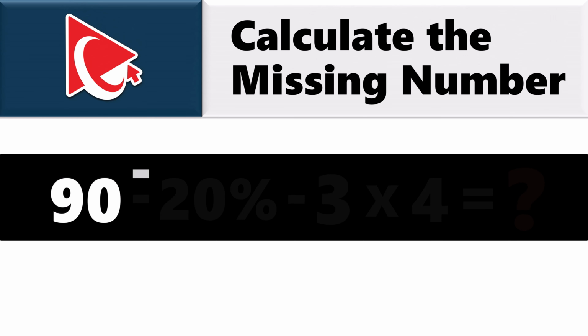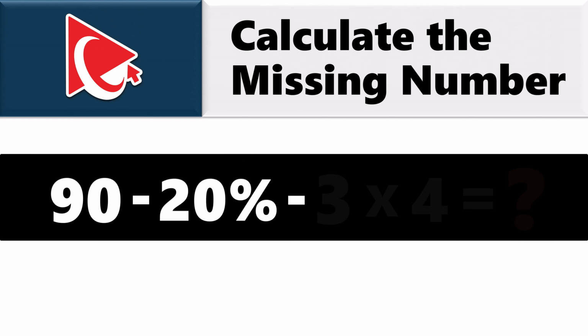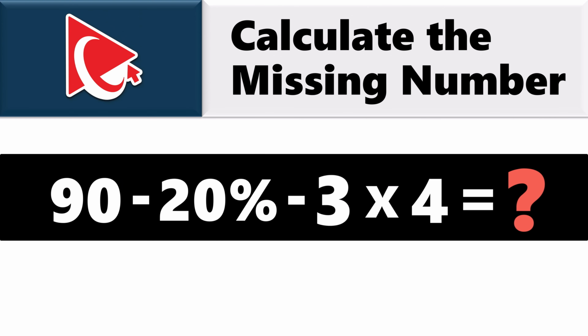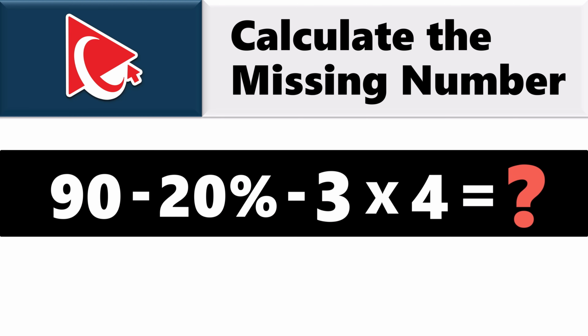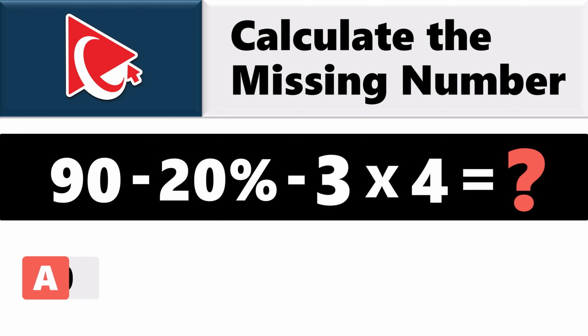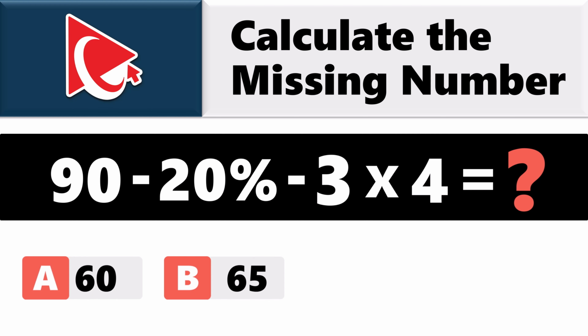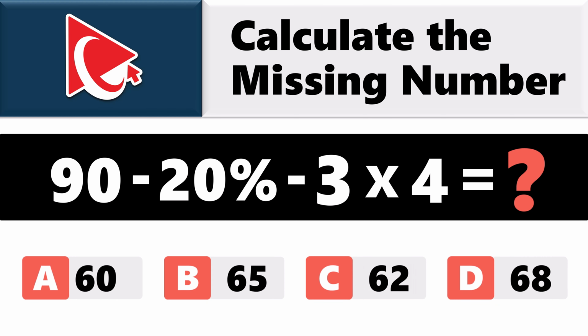You're presented with the equation 90 minus 20% minus 3 multiplied by 4 equals question mark, which you need to calculate and select out of 4 possible choices. Choice A, 60. Choice B, 65. Choice C, 62. And last but not least, choice D, 68.